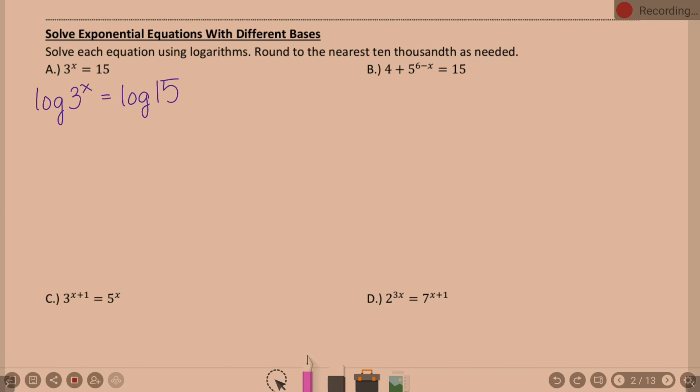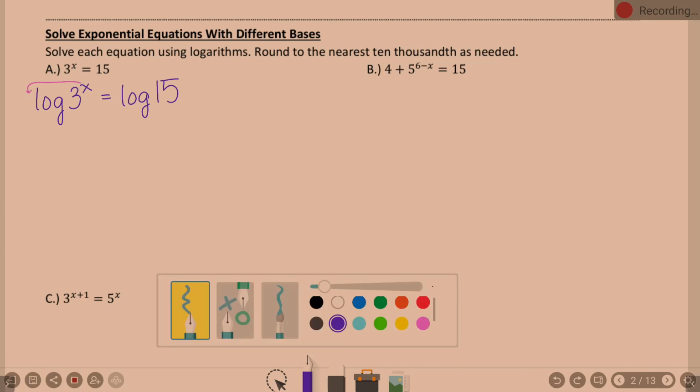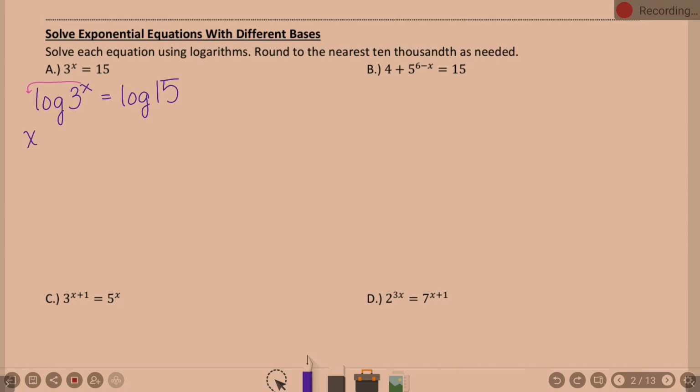The power property says the power on a log can be moved to the front of the log as a coefficient. So I'm going to rewrite this as x times log of 3 still equals log of 15. Now, with that in mind, folks, we just have one more step to solve for x. Thoughts of how I solve for x or get x by itself?